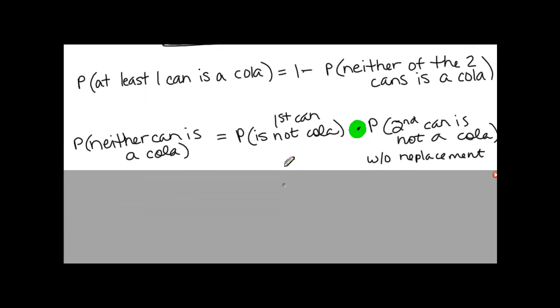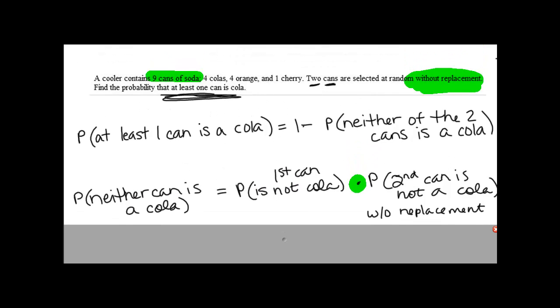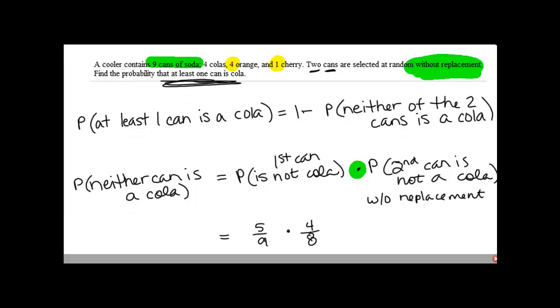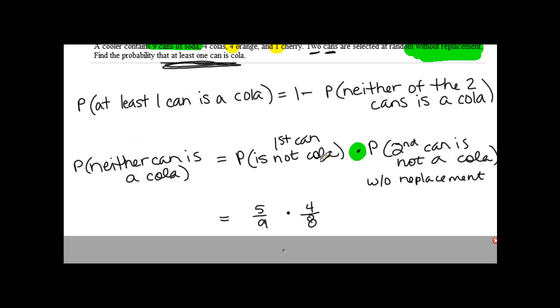Okay, so let's work on the probability that the first can that we select is not a cola. The way that would become a success would be, okay, we can't include the 4 that are colas, but there are 4 orange and 1 cherry that would not be colas out of a total of 9 sodas. So the probability the first can is not a cola would be the 4 orange plus the 1 cherry, which are not colas, just 5 out of the total cans of soda, which is 9.